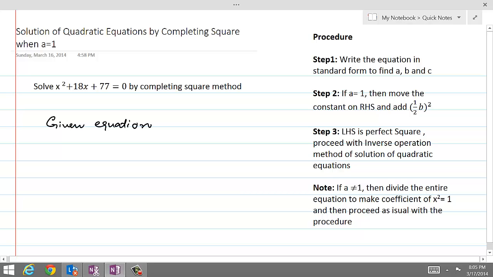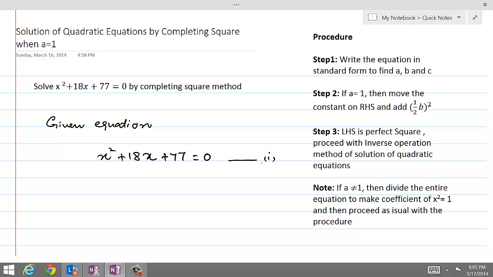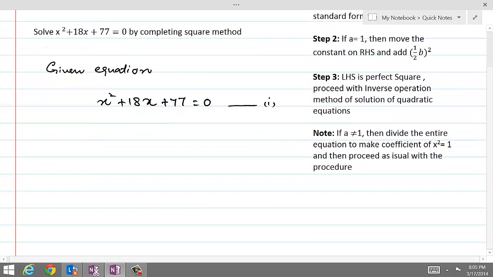is x squared plus 18x plus 77 equal to 0. Let's call this equation 1. Make sure that the equation given is in standard form, meaning the first term involves x squared, the second term involves x, and the constant term is the third term on the left hand side, equating it to 0. And then compare this given equation with the standard form of the quadratic equation.